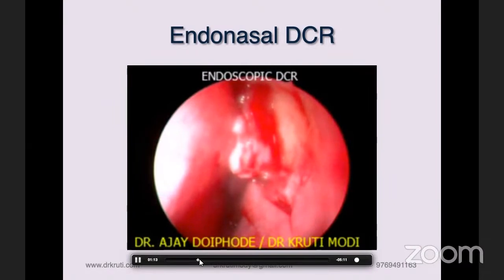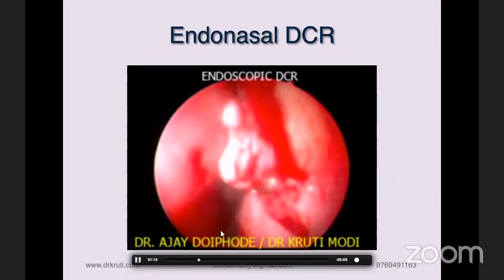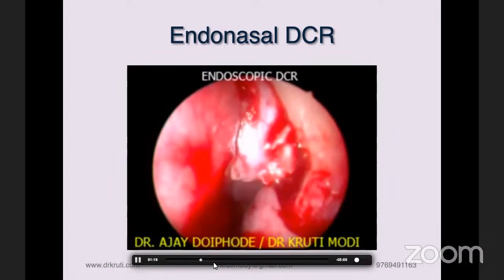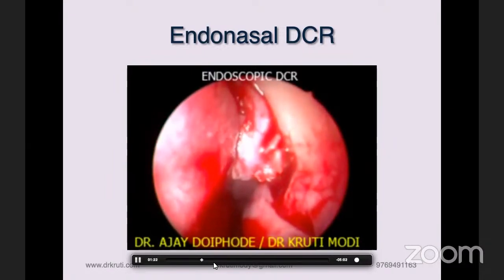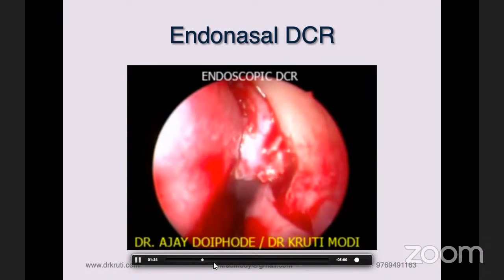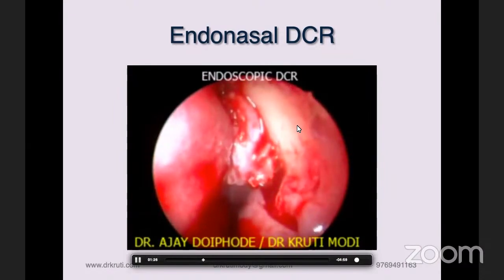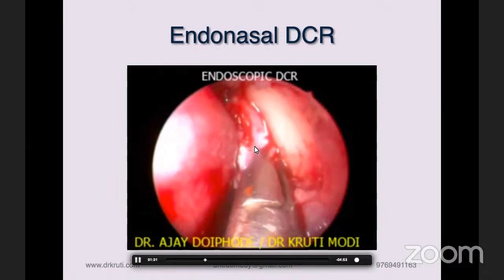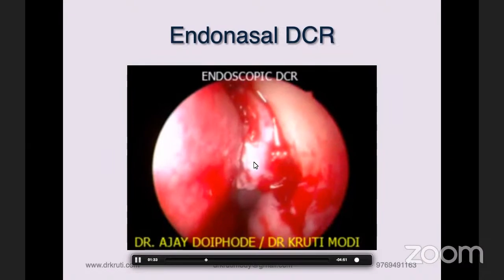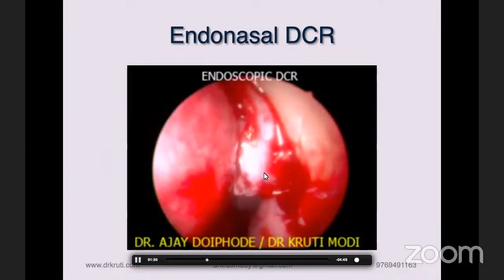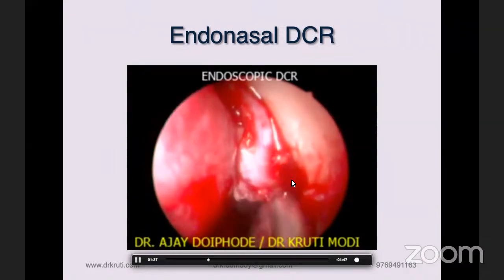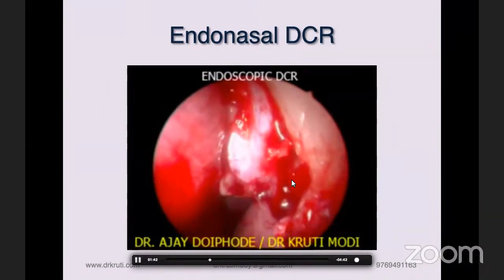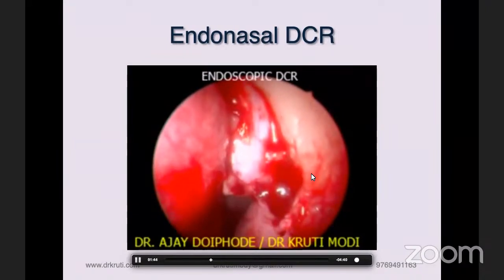Yeah, so over here, on the right side, what you're seeing is the bone. We have elevated the mucosal flap, and you are seeing the bone. You can see my cursor, right? This is the bone, and this is the nasal flap we have elevated after the incision. And we are starting the bony punch. This was the first bony punch. You can see a few more punches just to get an idea.